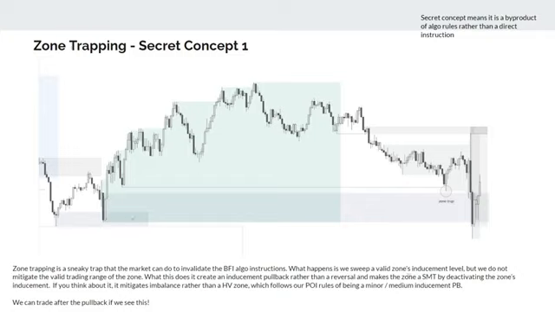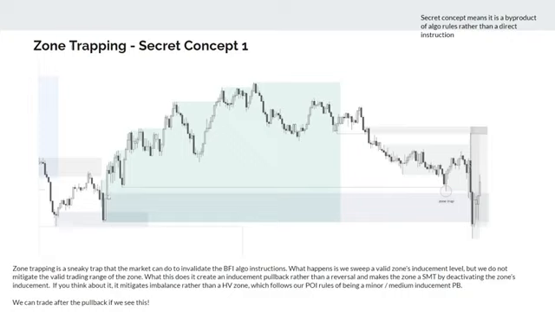So let's just read on quickly. What happens is we sweep a valid zone's inducement, but do not mitigate the valid trading range of the zone. What this does is create an inducement pullback rather than a reversal, and makes the zone a smart money trap by deactivating its inducement. Okay, so if you think about it, it mitigates imbalance. So we come down, we mitigate imbalance, we do not enter the zone, and it follows our rules of having a minor or medium inducement pullback. If you look at the entry system table, it'll tell you that after we sweep the inducement and we react to imbalance, we're going to have a pullback rather than a reversal.